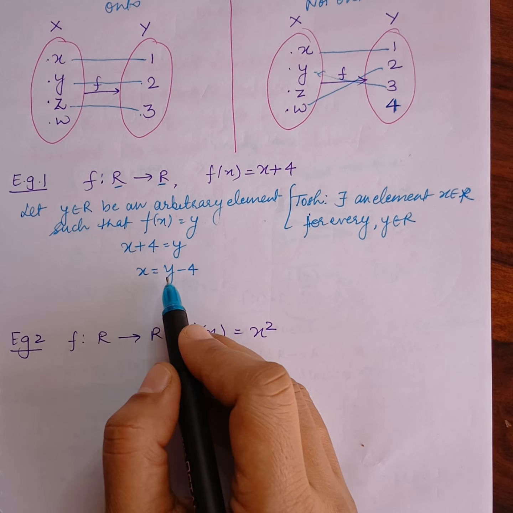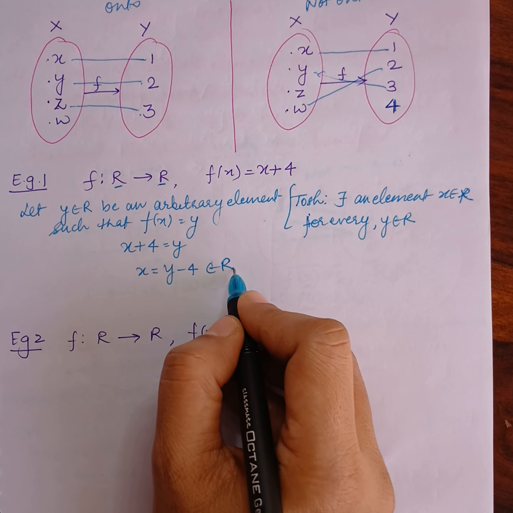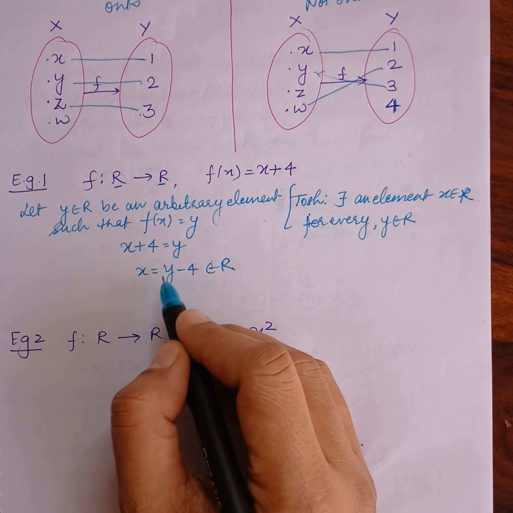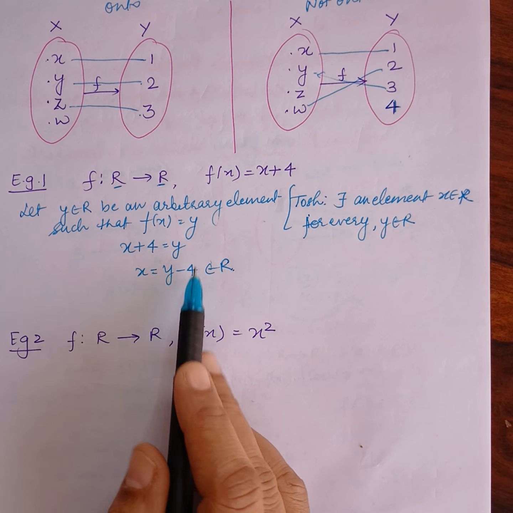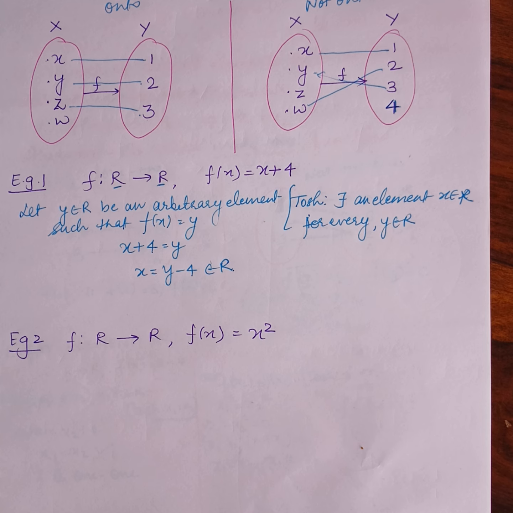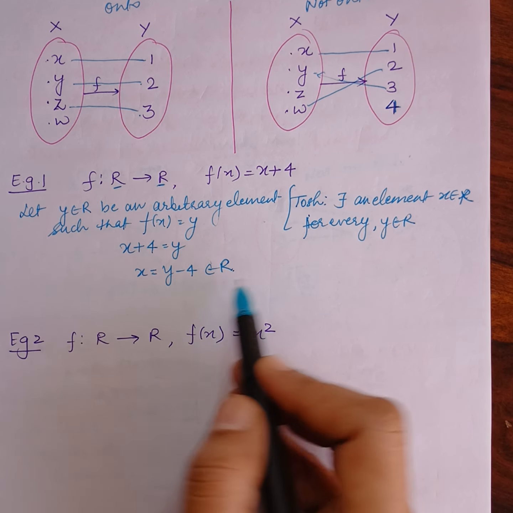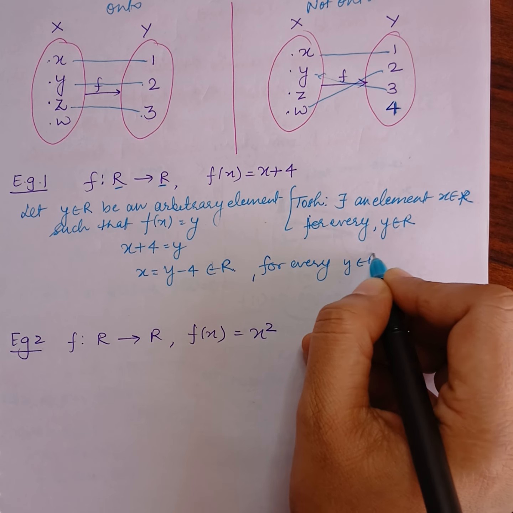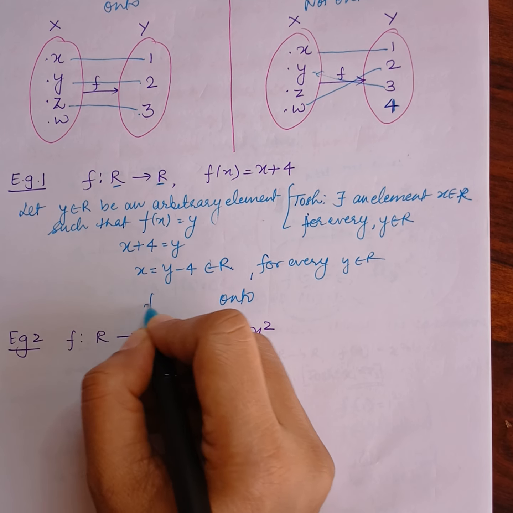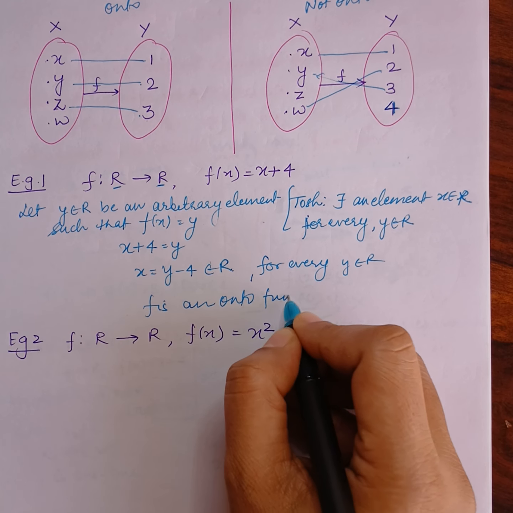You can see that for every y belongs to R, x will also belong to R. Here R stands for real numbers. If I substitute any real value in place of y, then whatever number I get, that number will also belong to R. So x belongs to R for every y belongs to R. So the function is onto. So f is onto here. F is an onto function.